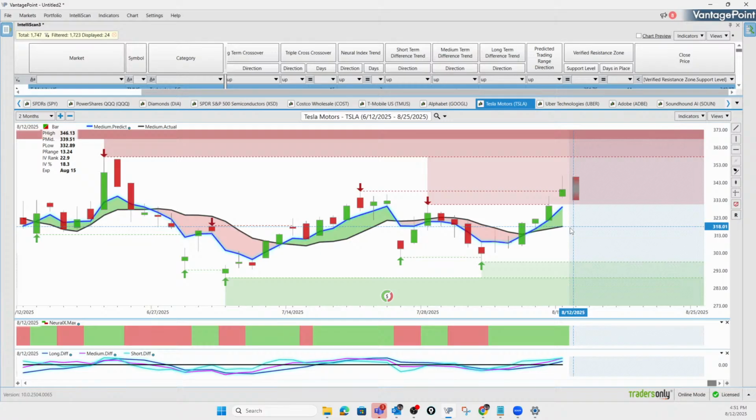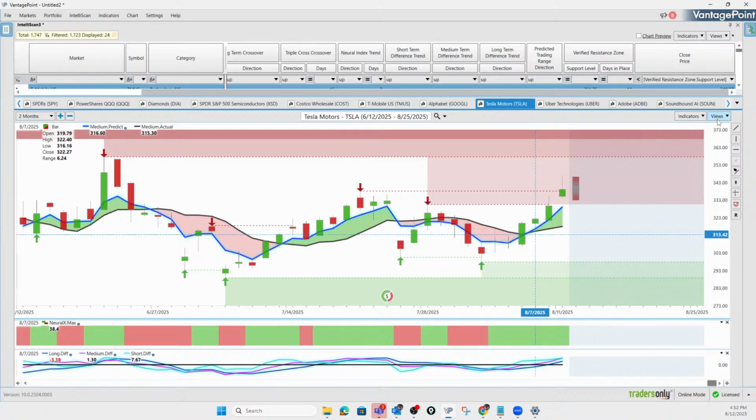That's just life. But as we see here on Tesla, right? Where do we see our crossover on Tesla? Tesla currently on a bullish crossover. And in fact, we saw that back here on 8.7.